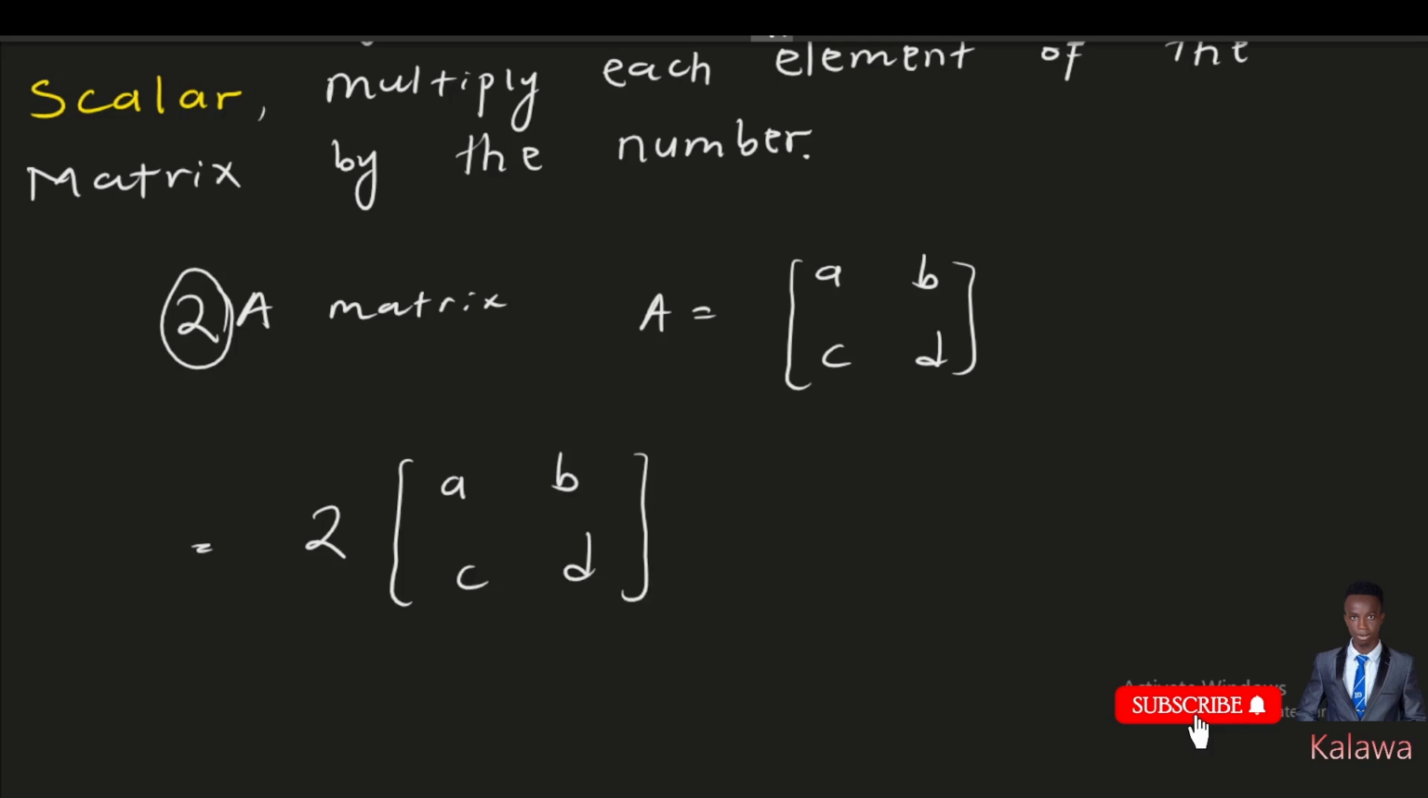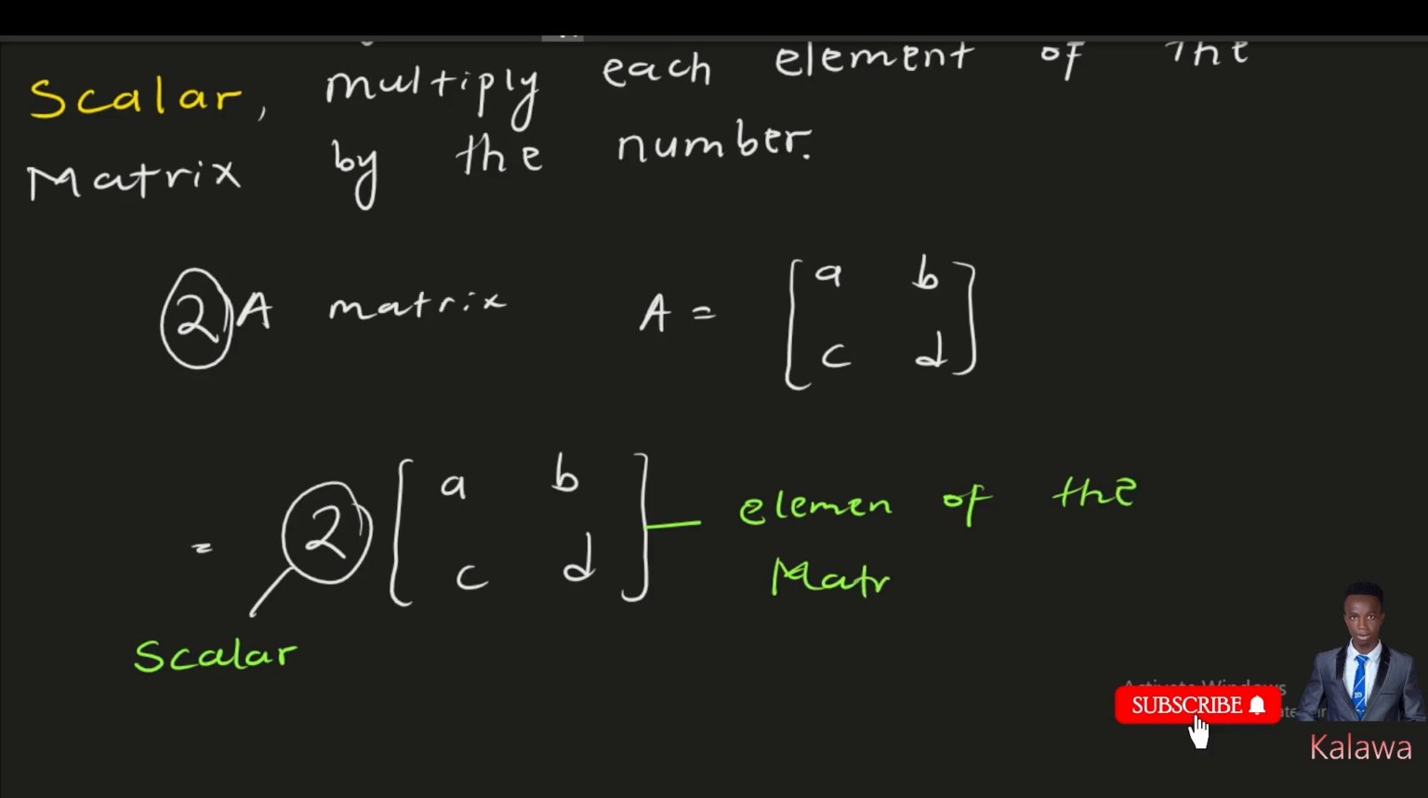So this is a scalar. We can call it here scalar. This is the scalar, and this is the element of the matrix. It's the element of the matrix. So we are going to multiply this scalar into each element in the matrix.